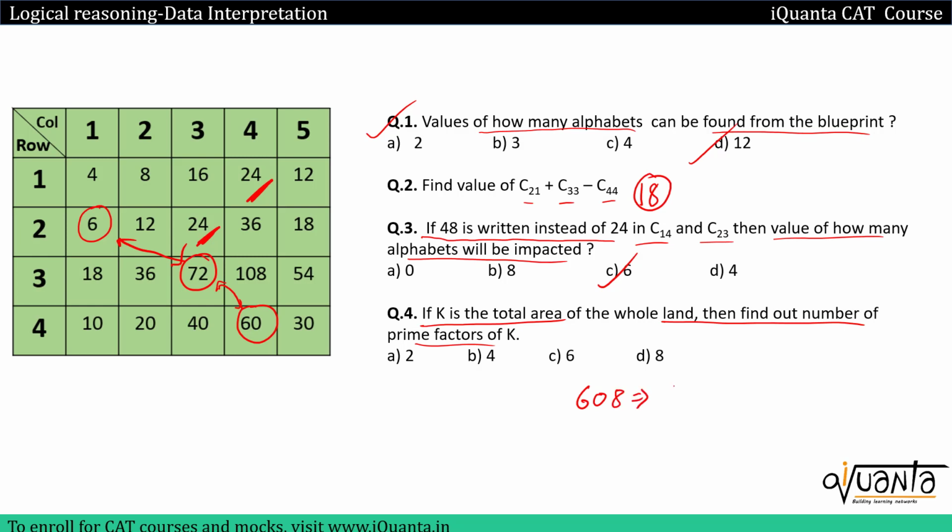If you factorize it, you will get 4 into 152. Further, you will get 4 into 4 into 38. At last, 4 into 4 into 2 into 19. So this is completely formed of 2's. So one prime factor will be 2, another will be 19. So we have 2 prime factors. Option A will be the correct answer.